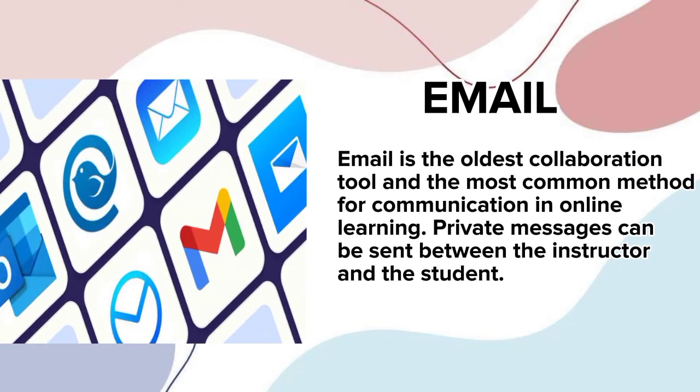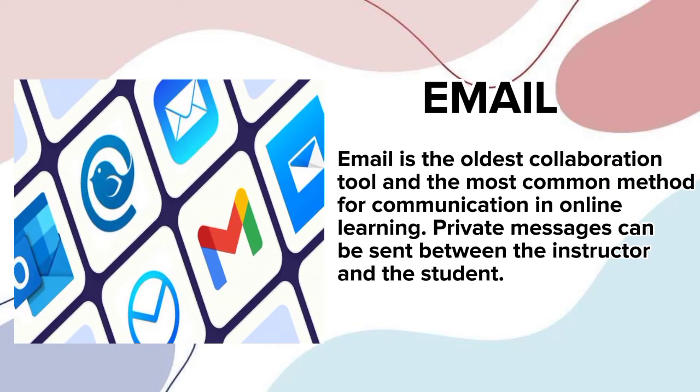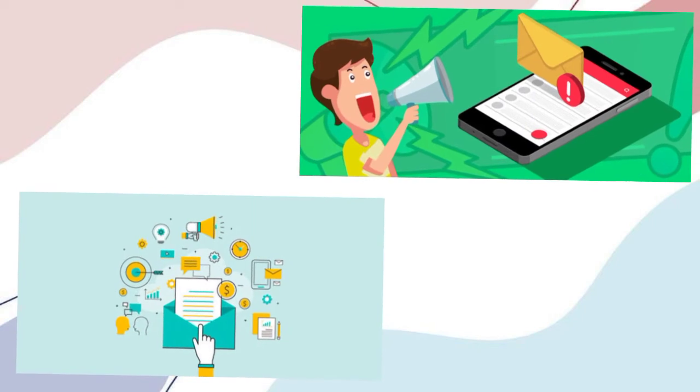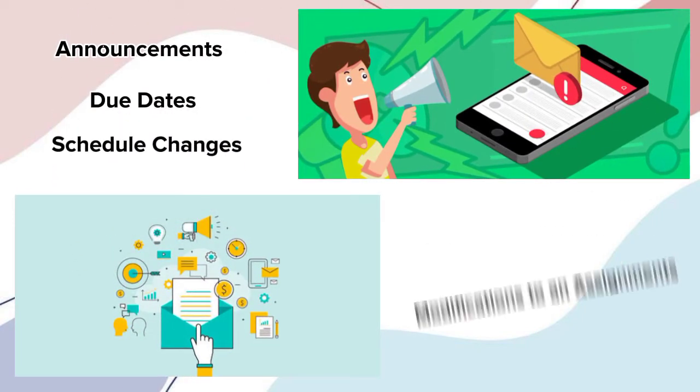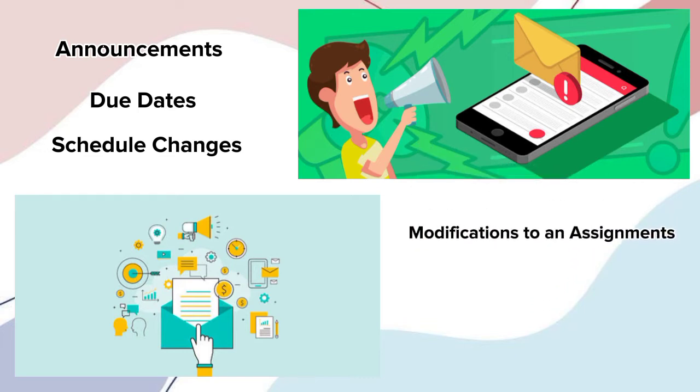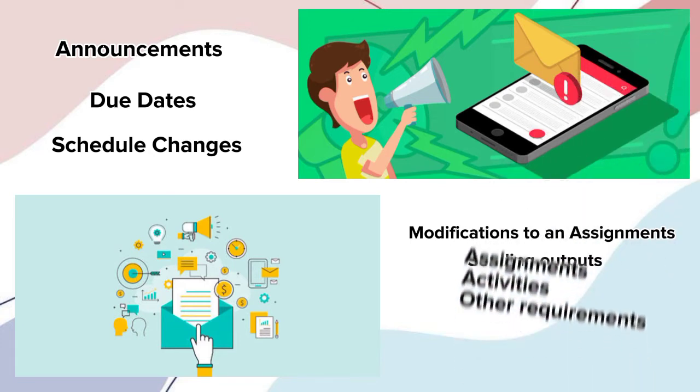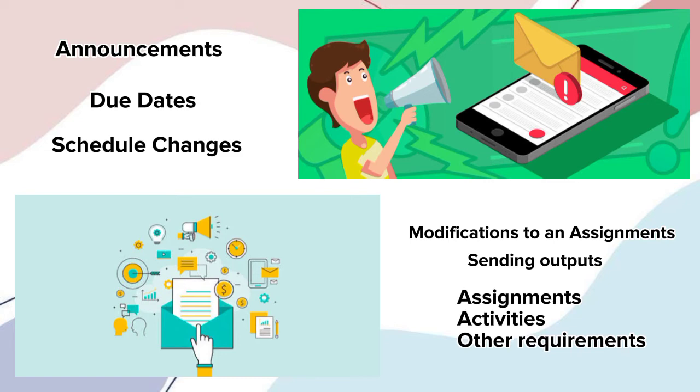Next, email. Email is the oldest collaboration tool and the most common method in online learning. Private messages can be sent between the instructor and the students. Email can be used for announcements, due dates, schedule changes, modification to an assignment, or to address possible misconceptions. This is also used in sending outputs such as assignments, activities, and other requirements to our instructor.